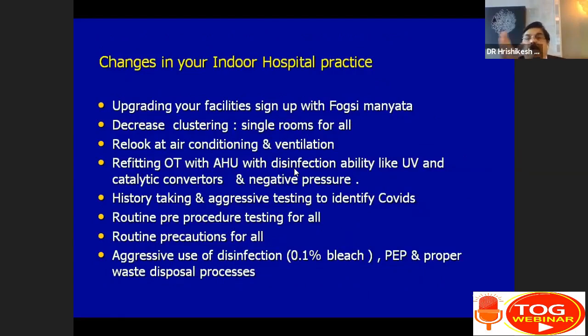What about indoor hospital practice? How would you change your indoor practice? Upgrading your facilities, sign up with the FOGSI Manyata project, which will give you 16 standards.